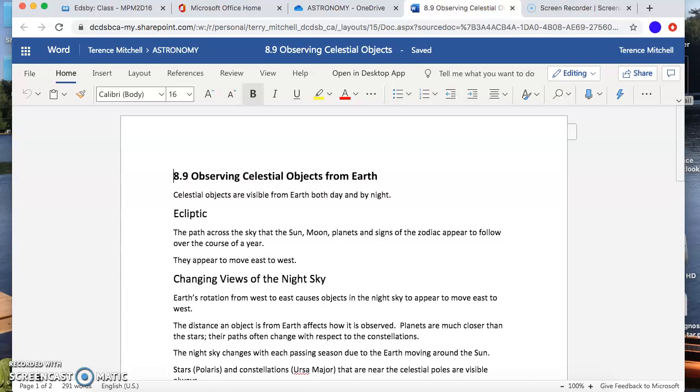8.9, observing celestial objects from space. Celestial objects are any objects that are out in space, and they are visible from Earth both day and night. The ecliptic. This is the path across the sky that the sun, moon, planets, and other signs of the zodiac appear to follow over the course of a year. And I do want to emphasize that word, appear.